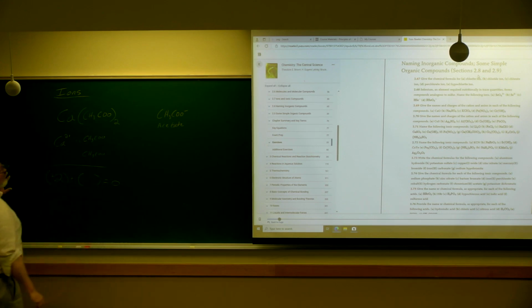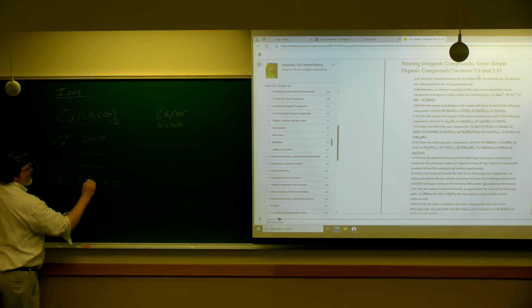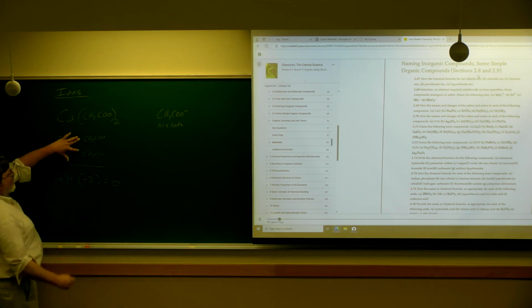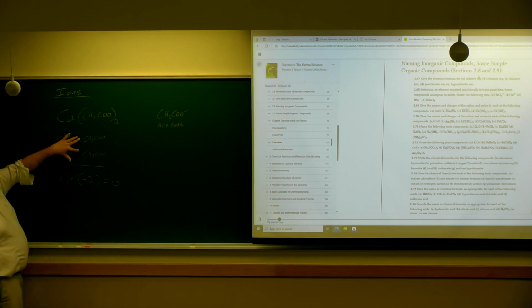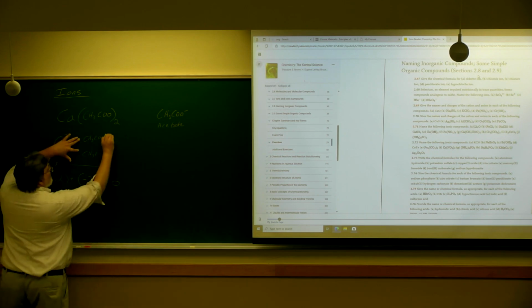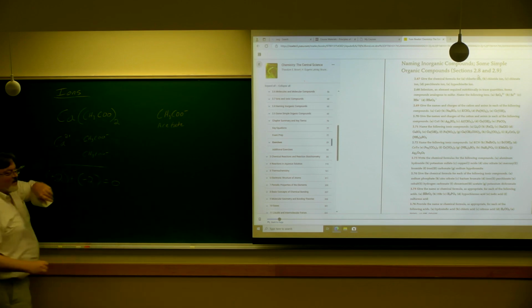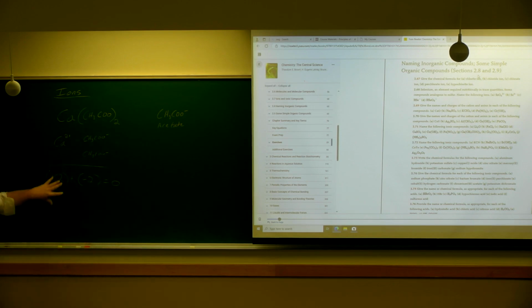And they have to balance. So this has to be -2 to balance, and then you look up here and go, oh, I've got 2 of these. I've got to split that -2 between 2 things. So then you come up with that. Just a thought process. But it's called calcium acetate.